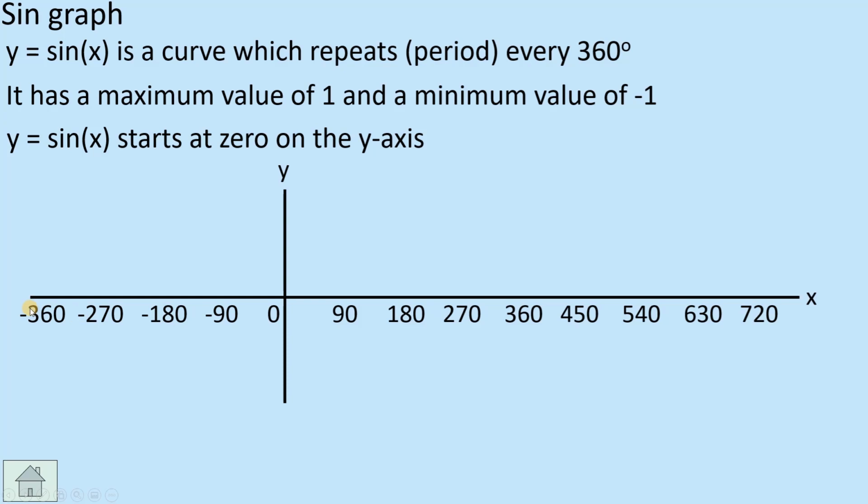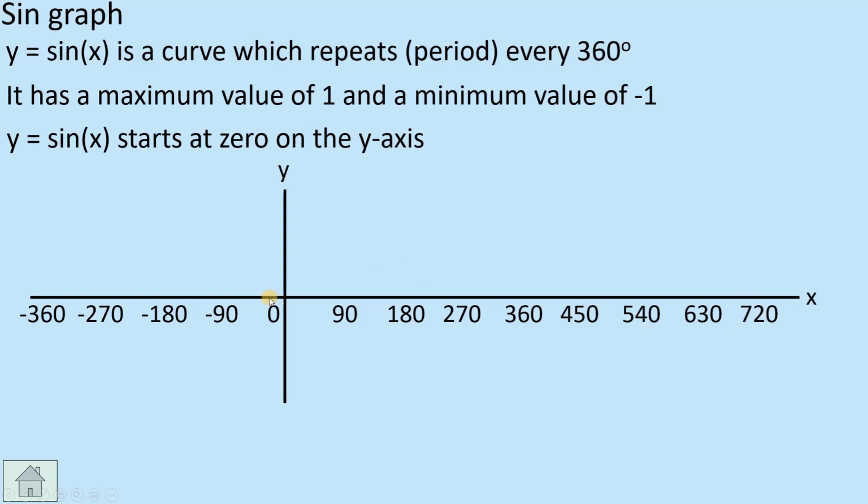So minus 360 to 360, but of course you can carry on to 720 because it repeats all the way along. So if I put into my graph sine of minus 360, it should give me a value of 0 over here, and if I repeat, and so on and so on. You see my curve, and it'll go like that, and like that, and like that.